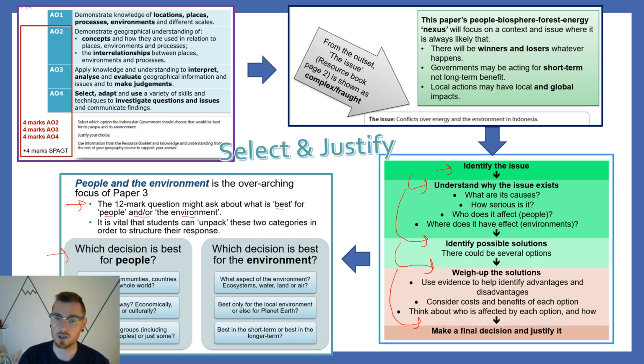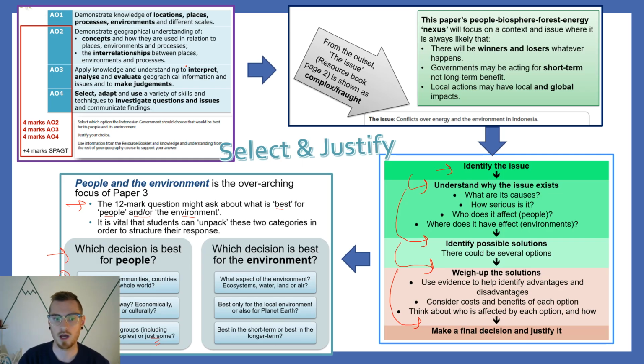So which decision is best for the people? One, which people, which players? We've looked at different types of players earlier. Are we talking about whole communities, countries, or the whole world? Two, how is it best for the people? Is it best economically, socially, culturally, politically? And three, is it best for all groups, including Indigenous people? Look how important Indigenous people is. Use the language in your exam. Does some groups benefit over others? Why are others losing out here?